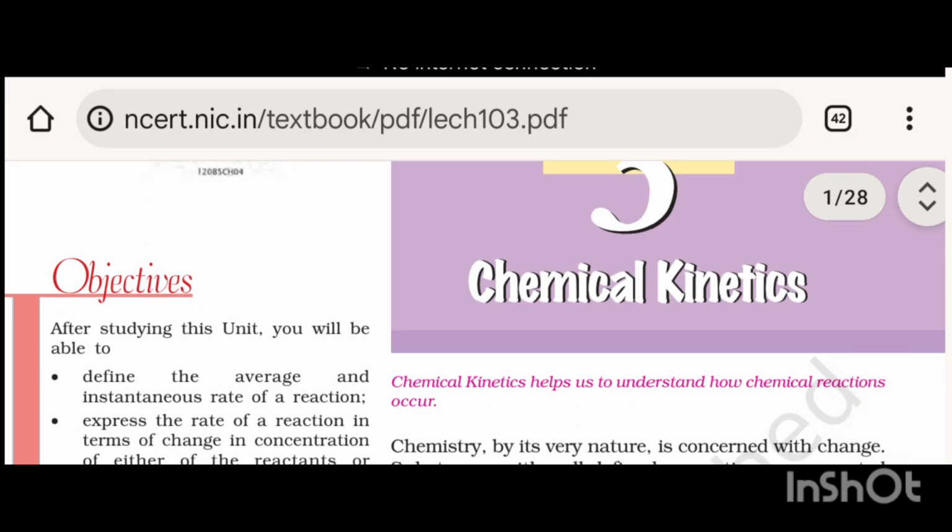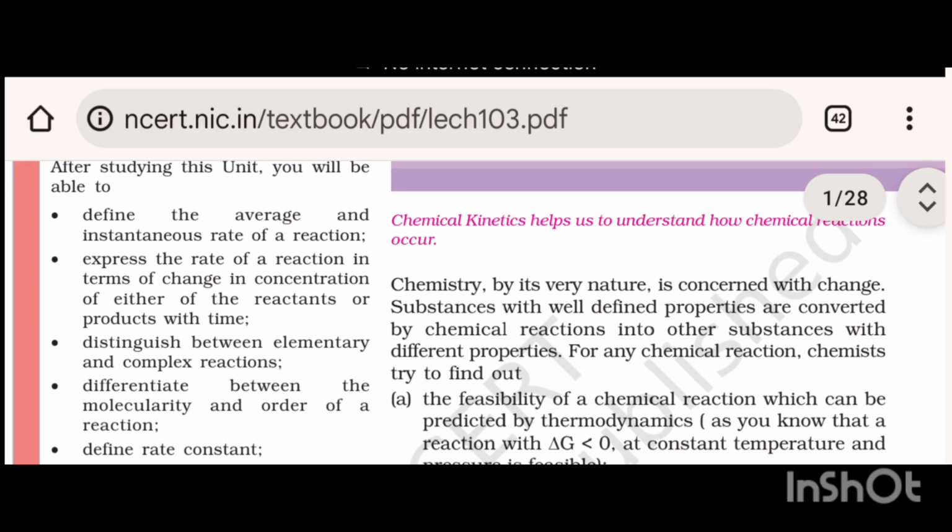My roll number is 10 and today we are going to discuss the chapter Chemical Kinetics. Chemistry by its very nature is concerned with change. Substances with well-defined properties are converted by chemical reactions into other substances with different properties.